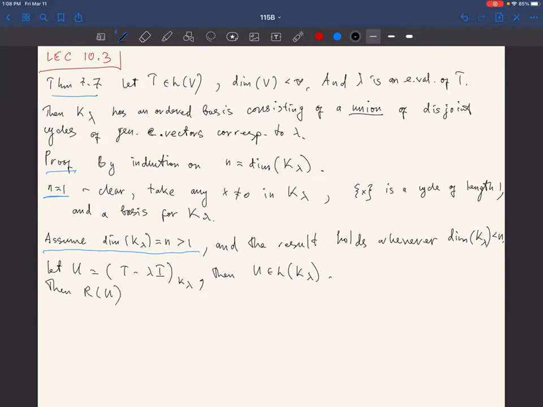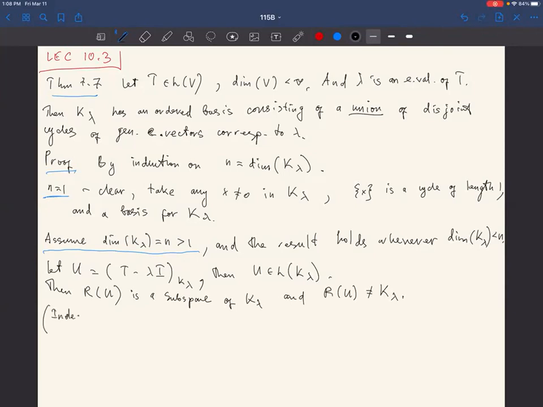The range of u, of course, is automatically a subspace of k lambda. So this is always true, right? Because u is a linear operator on k lambda, so of course the range is a subspace of k lambda. And the non-trivial claim is that the range of u is in fact not all of k lambda. Okay, so we don't get all of k lambda as the range of u. So why this? Let's check it.